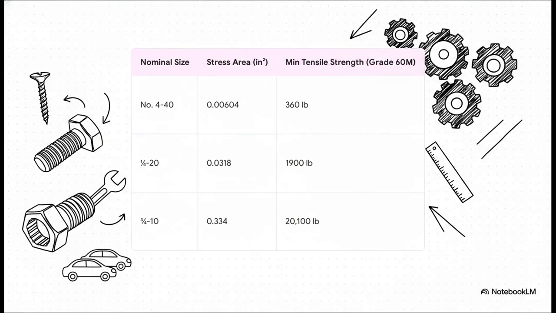The numbers on this table really tell the whole story. A tiny little number 4 screw can handle about 360 pounds of force. A common 1/4-inch screw, that jumps to almost 2,000 pounds. But look at that big 3/4-inch bolt. It can withstand over 20,000 pounds of pulling force. To put that in perspective, that's more than the weight of 3 cars.